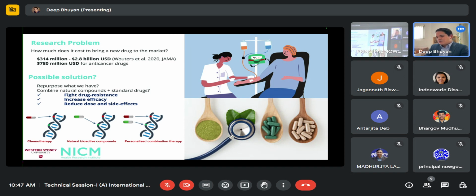So there should be some alternative, right? So our research group is basically looking at those alternatives. So we are trying to repurpose what we have. What we are doing is combining natural compounds based on the traditional knowledge with standard drugs and trying to basically increase the efficacy of standard chemotherapy and reduce the side effects. Okay, how we are doing that?